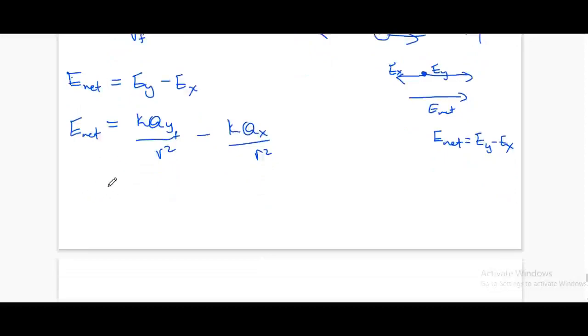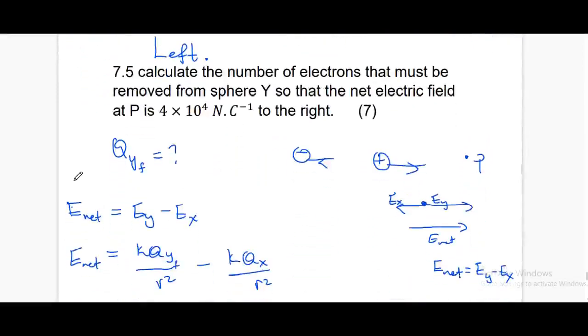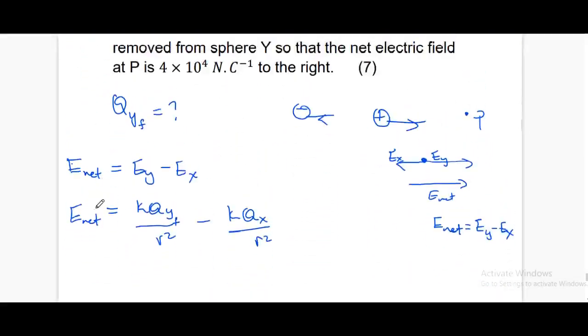Now from here I can say E net. They gave us E net. They say E net is 4 times 10 to the power 4 newtons per coulomb. Let me not write the units yet.